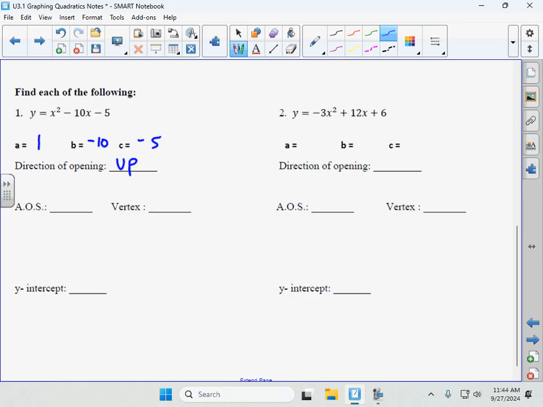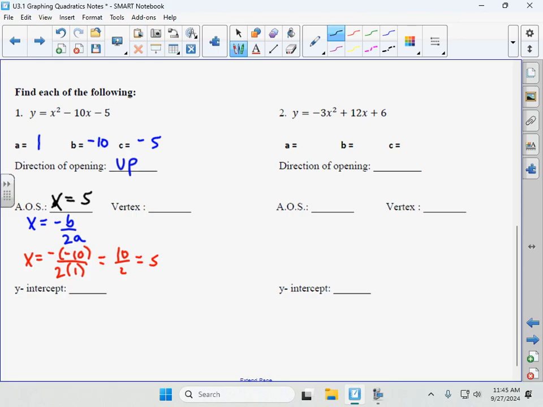Our axis of symmetry line, we're going to use the formula x equals negative b over 2a. So we're going to plug those numbers in. So x equals negative 10 divided by 2 times 1. So that's 10 over 2, which is 5. Again, we want to write the axis of symmetry as the equation of a line. So you're going to write x equals 5.